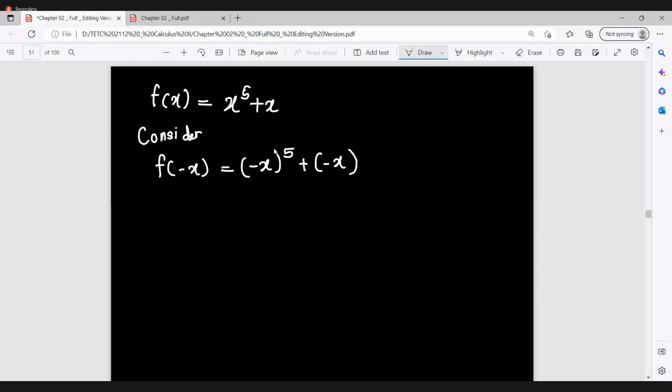Then tell me, what is minus x to the power 5? We can say that this is equal to minus 1 times x. Since we are asked to find the fifth power of this, we can write this as minus 1 to the power 5 times x to the power 5. Minus 1 to the power 5.